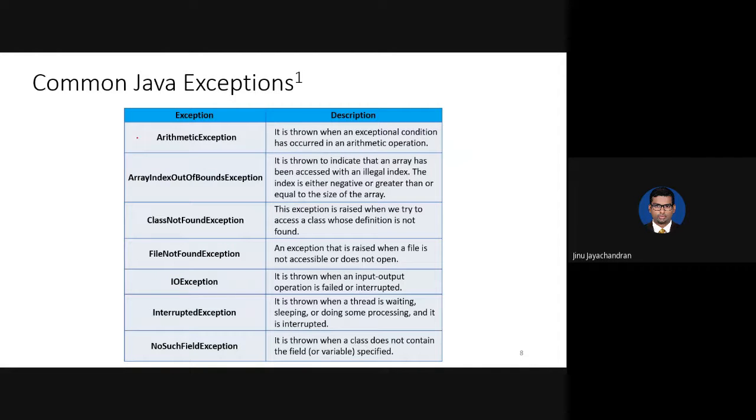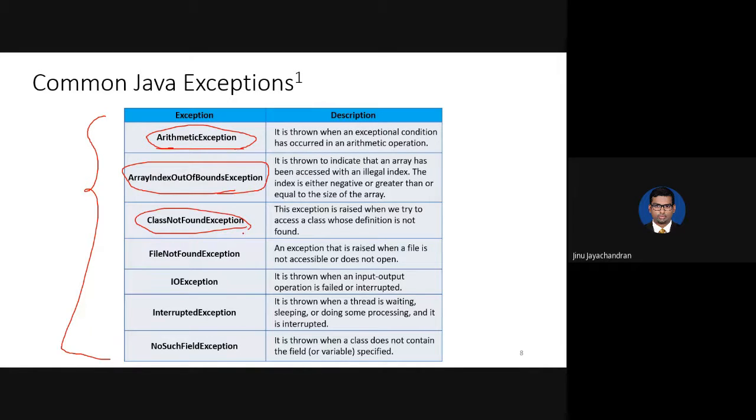Okay. Now, this is the list of possible exceptions that can occur. Arithmetic exception, for example, division by 0. This is a keyword actually, ArithmeticException. Similarly, ArrayIndexOutOfBoundsException means you are trying to access a location of an array outside the length of the array. ClassNotFoundException: you are trying to access a class which is not defined. FileNotFoundException: you are trying to access a file which is not created.